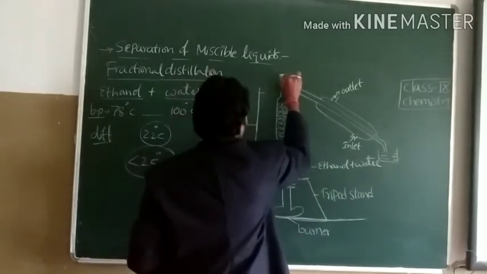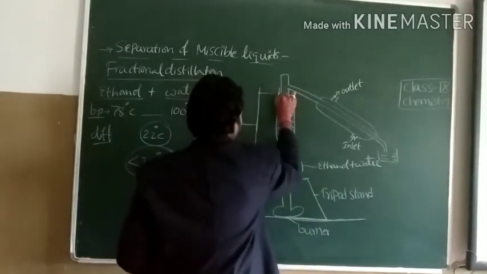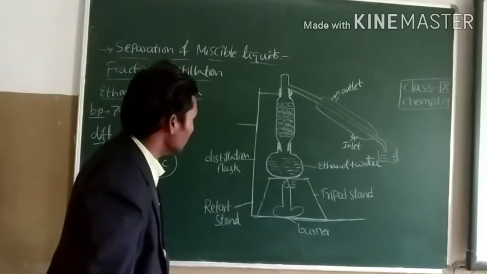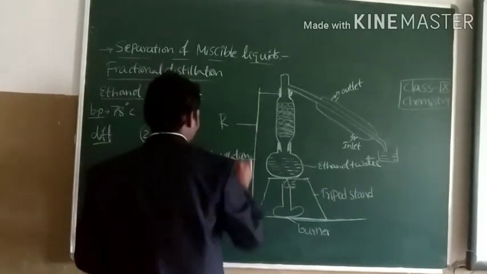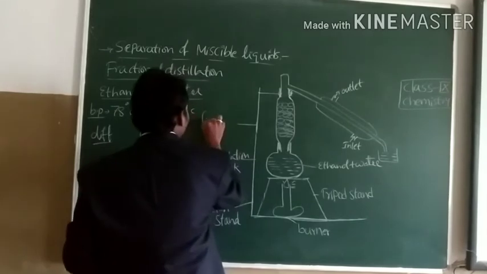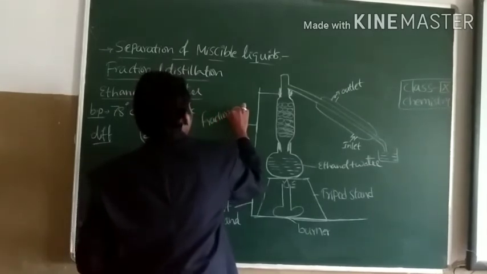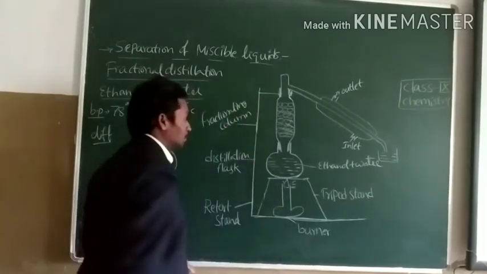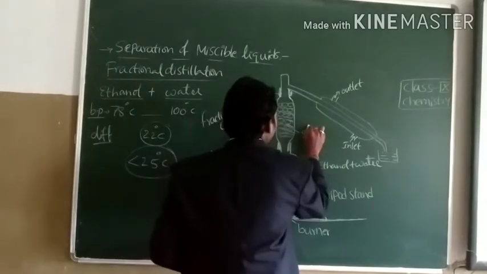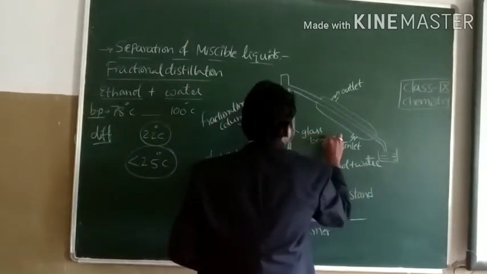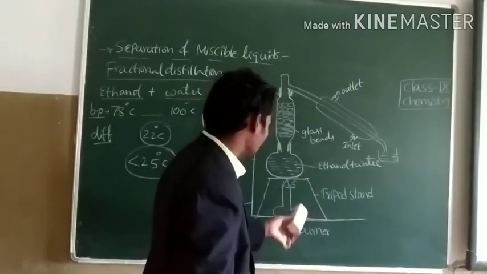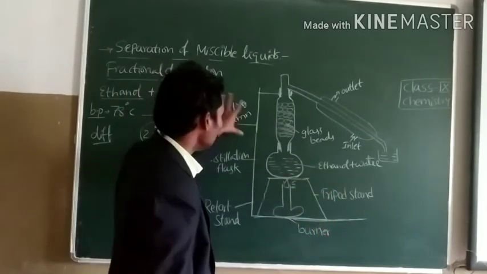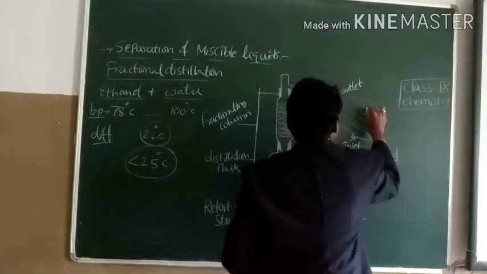Just close it. We should fix this to the retort stand. This is called the fractionating column, which is made up of glass beads. So this is the experimental arrangement of the fractional distillation technique.